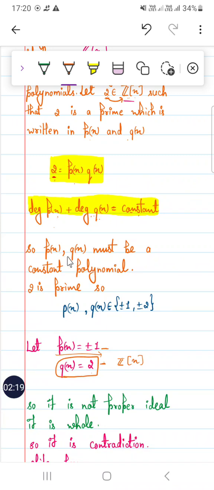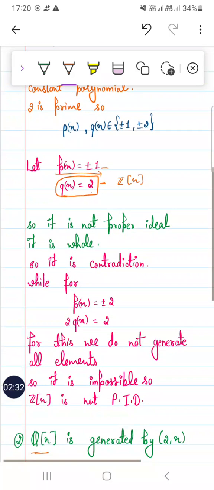If they must be constant polynomials, then since 2 is prime, they are among plus or minus 1 or plus or minus 2. Now let p(x) equal plus or minus 1 and q(x) equal 2. It is all in Z[x]. If we take p(x) equal plus or minus 1 and q(x) equal 2, this will give that it is not a proper ideal, as plus or minus 1 generates the whole of Z.